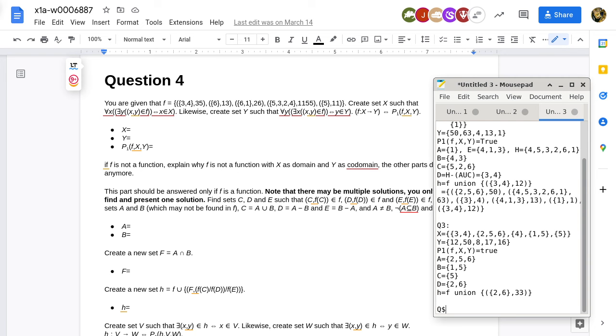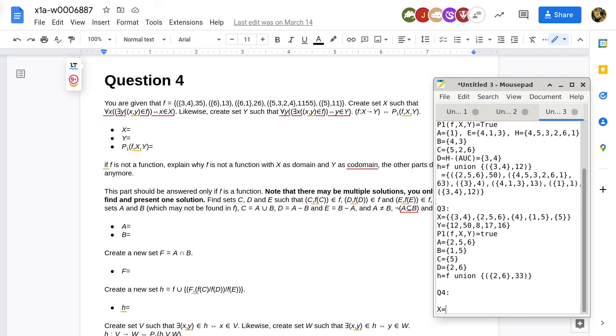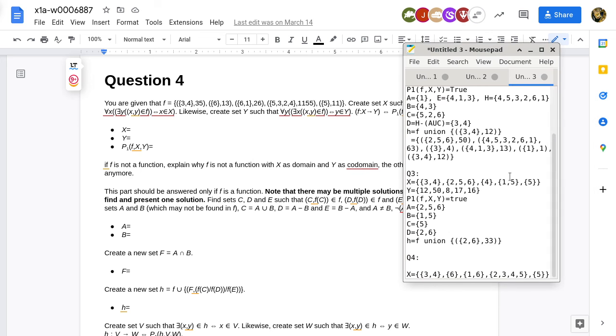So this is for question number 4. X is 3, 4, 6, 1, 6, 2, 3, 4, 5, and 5. There we go. All right, so looking at that, can you identify one thing in here that is the superset of two other things? And then those two other things cannot be the same.